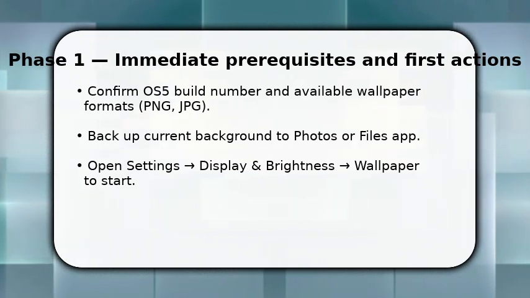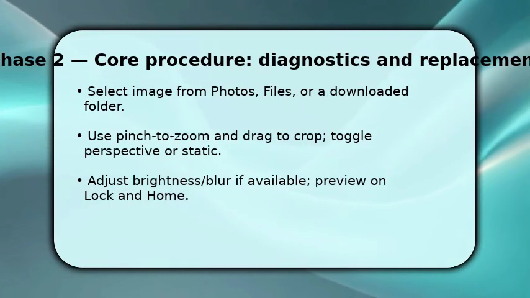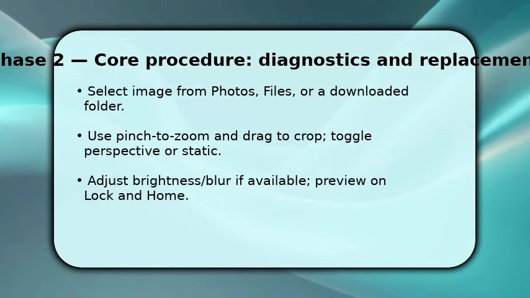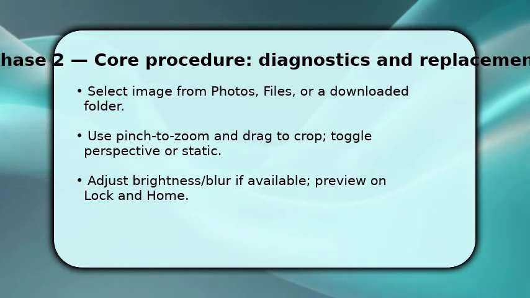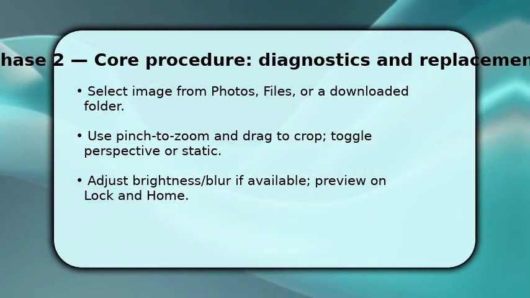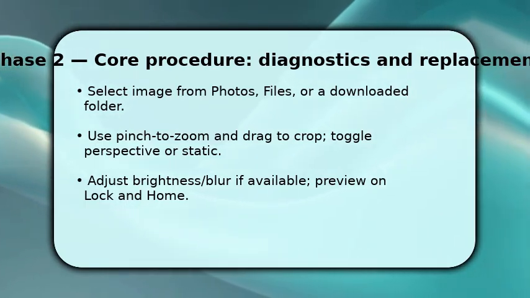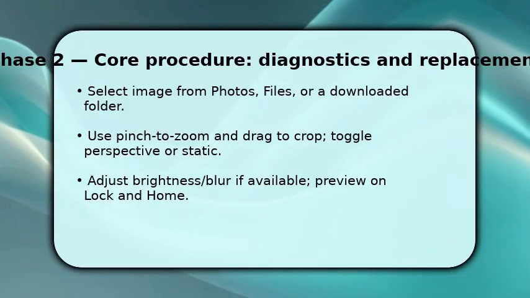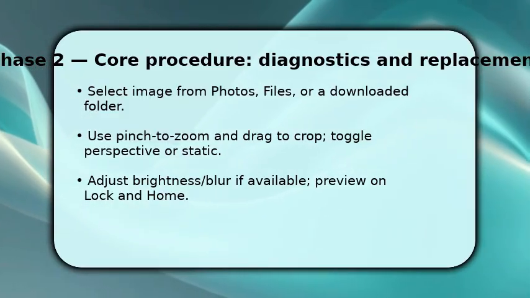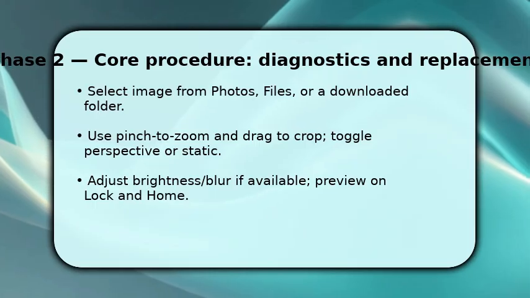You now pick the image source, Photos, Files, or a downloaded folder, and select the file you want. Then, use pinch to zoom and drag to position and crop. Toggle between perspective and static to control parallax. Pay attention to contrast and how icons overlay the image because visibility matters for usability.